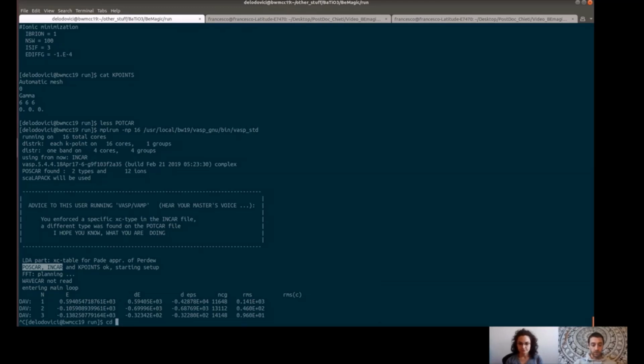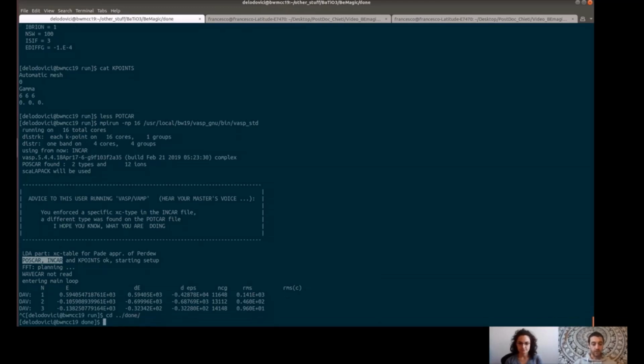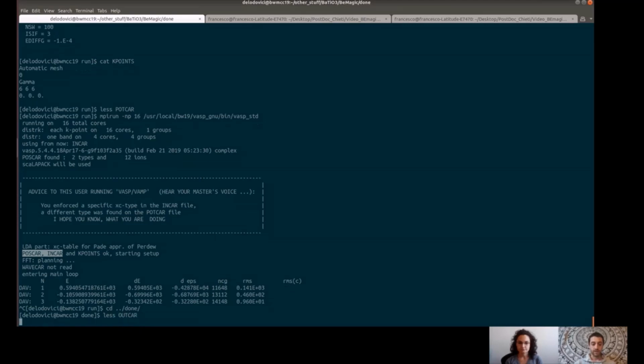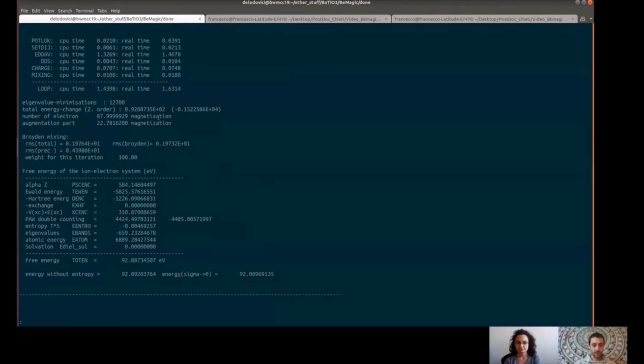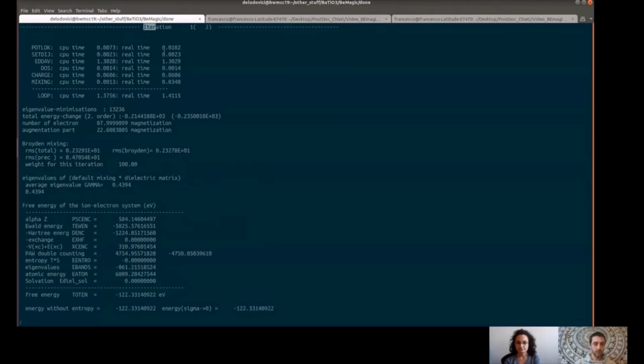Now we can quickly switch to the result of this kind of simulation that I previously computed, and all the information that you are going to need from the DFT calculation is summarized in the OUTCAR file. So you can see again you have some very introductory information about the kind of simulation that you are going to perform, and you can also find information on each step of the self-consistent procedure, as you can see.